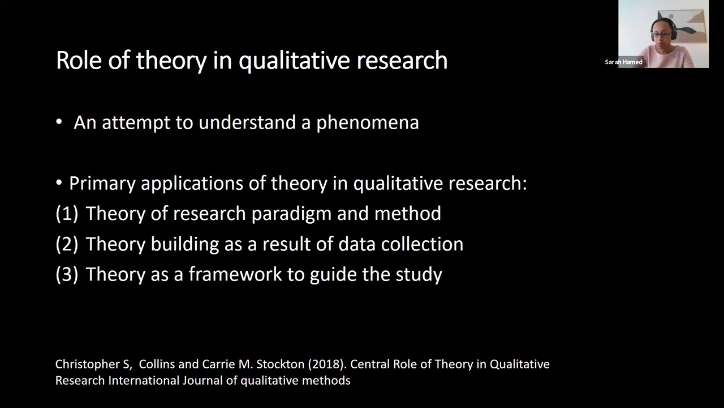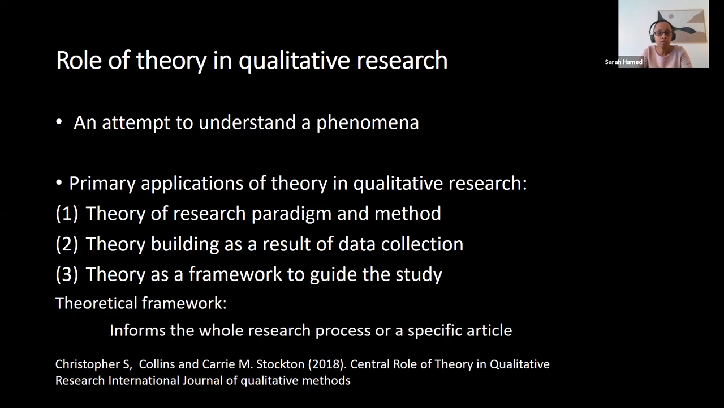So shortly about the role of theory in qualitative research, it's a very simplistic way of looking at it, but very simply put, theory is an attempt for us to understand a given phenomenon, in my case, a given sociological phenomenon. And so the primary application of theory in qualitative research is to inform the research paradigm and method. You could also theorize it. You could engage in theory building as a result of data collection, and I'm not going to talk about that in this presentation. The next presenter will discuss that more.